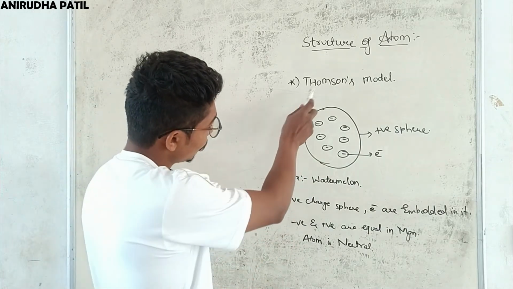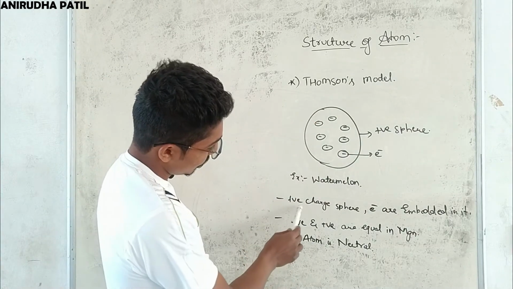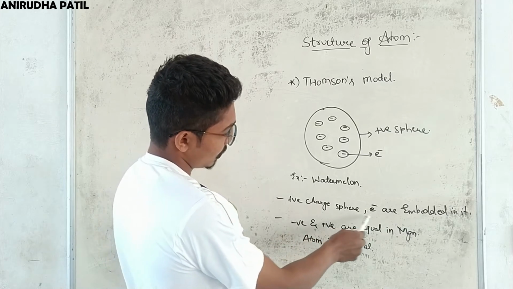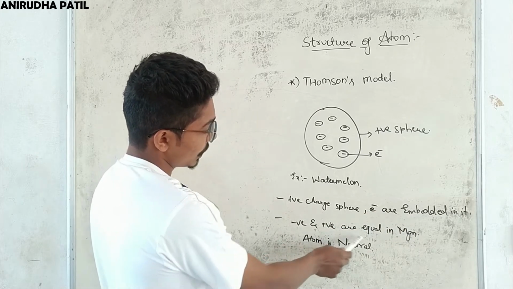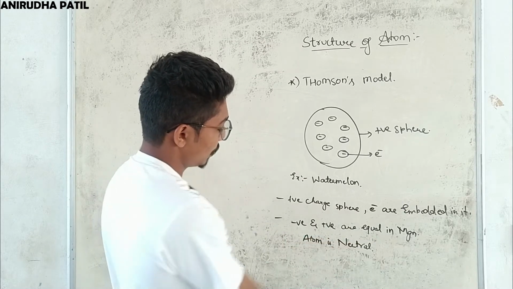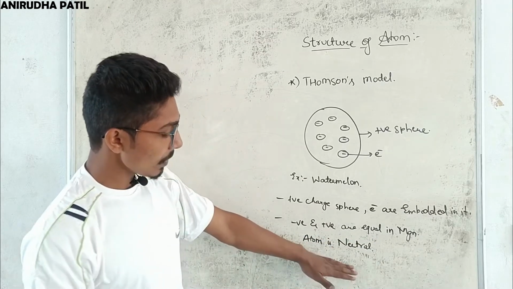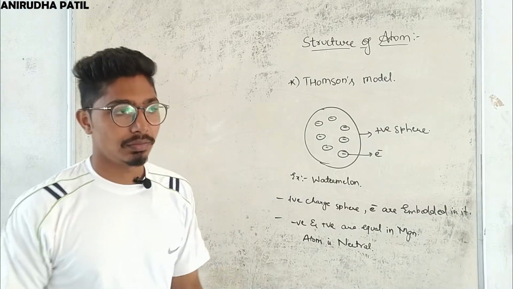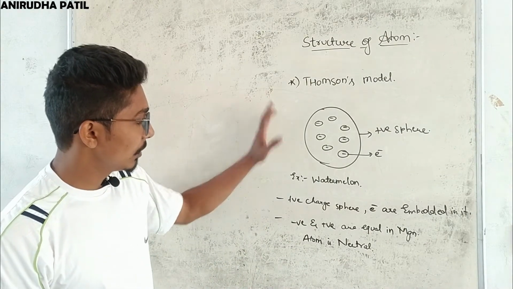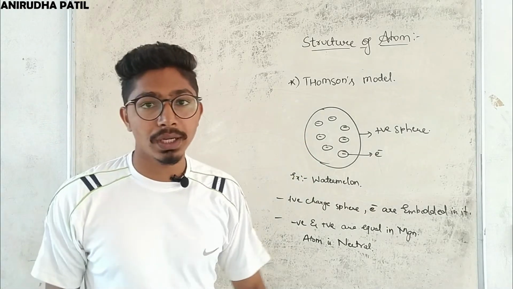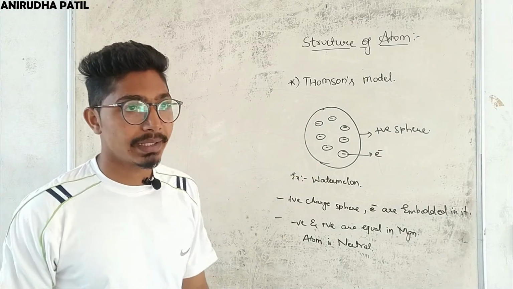So according to Thomson's model, there are two concepts. The positive charge sphere is embedded with electrons, and second one is negative and positive charges are equal in magnitude, and that's why the atom is neutral, that is, it is balanced. Okay, that's the Thomson model, but it could not explain all the concepts which were further said by scientists.